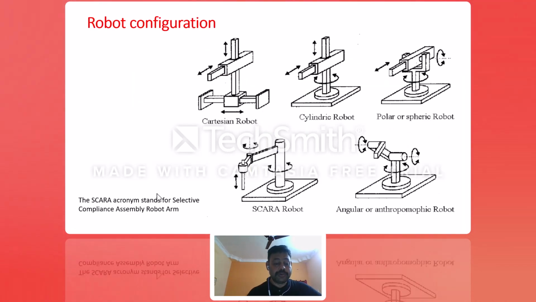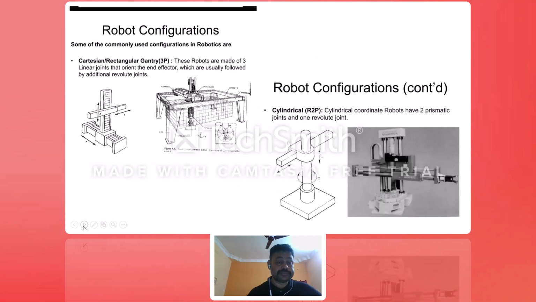Next, we go to the important configurations of robots. You have Cartesian, cylindrical robot, polar or spherical robot, SCARA robot, and angular robot. There are five configurations. Cartesian has only linear movement, no rotary movement. Here, two linear and one rotary. Here, two rotary and one linear. And here also two rotary and one linear. Here you will get angular movement also. For SCARA, some clarity is required: the acronym means Selective Compliance Assembly Robotic Arm. This is used for assembly purposes.